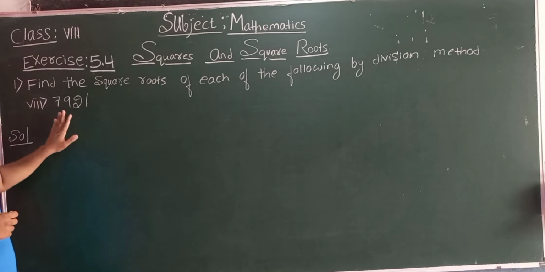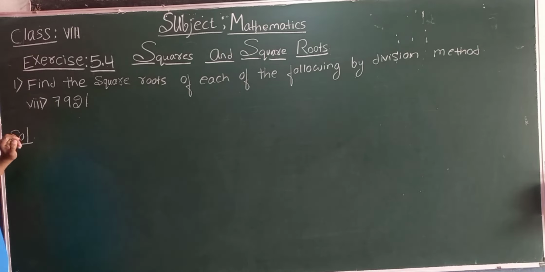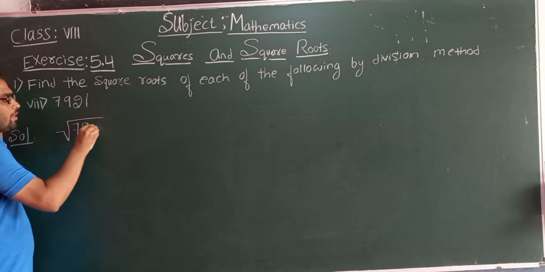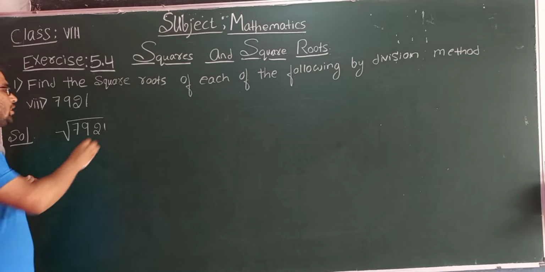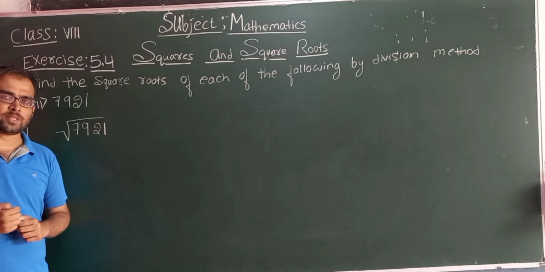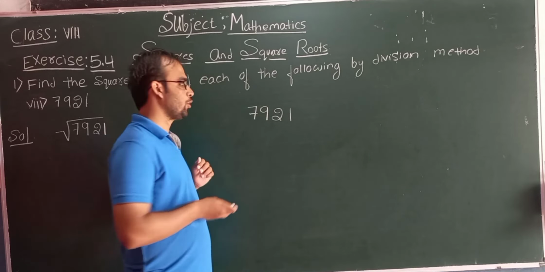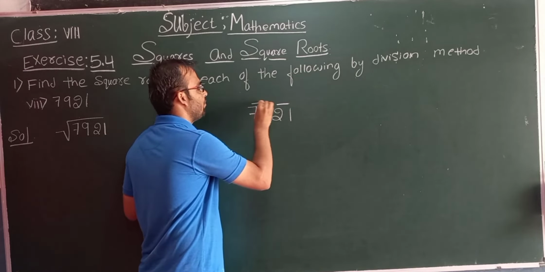Okay, so what they have given? 7921. Now what we need to do? We need to find the square root of this number. Okay, so here we will find the square root of this number using division method. Students, here we have written the number. Okay, so now what's the first step? We need to pair the numbers from last.